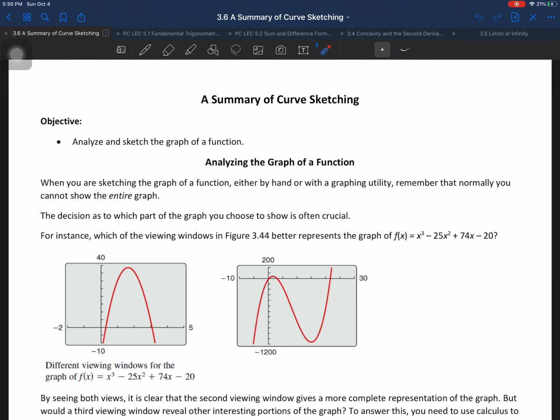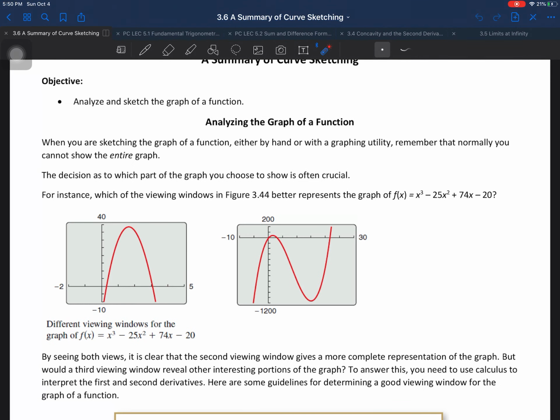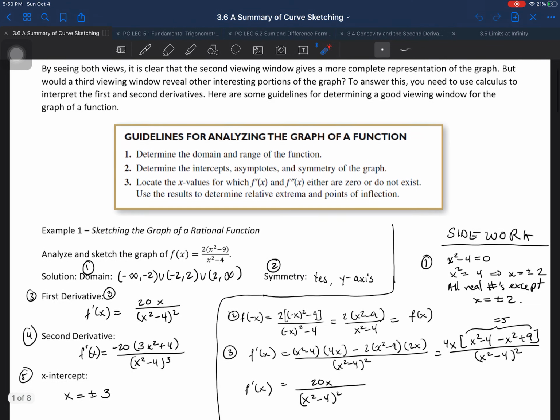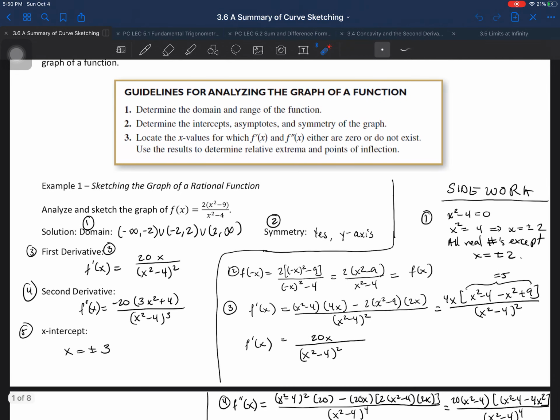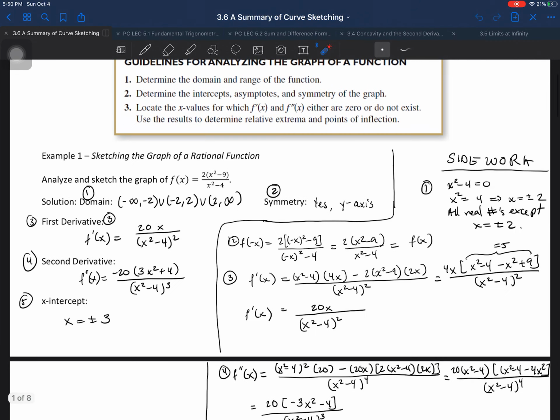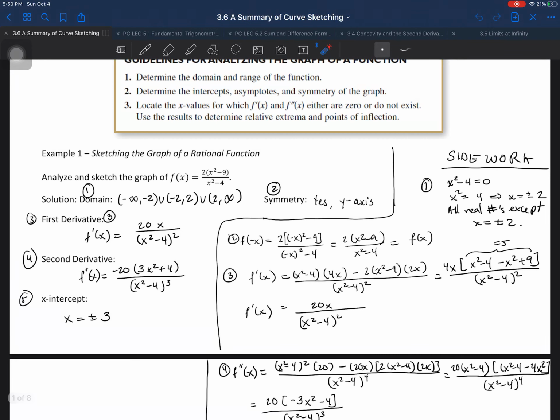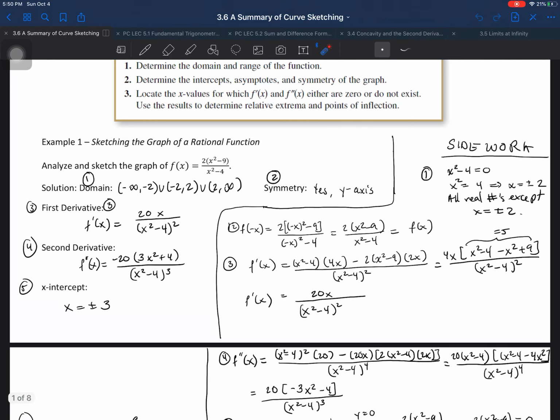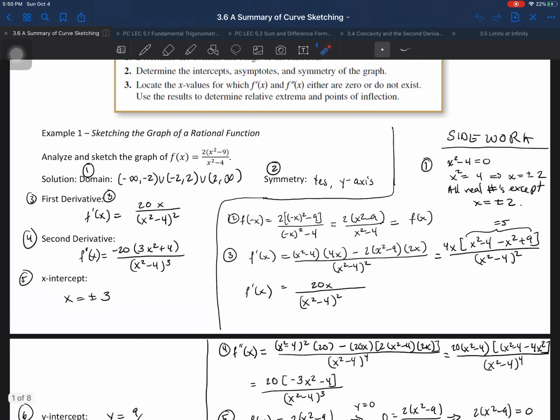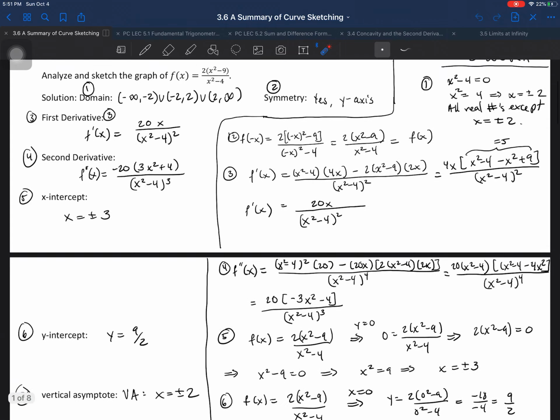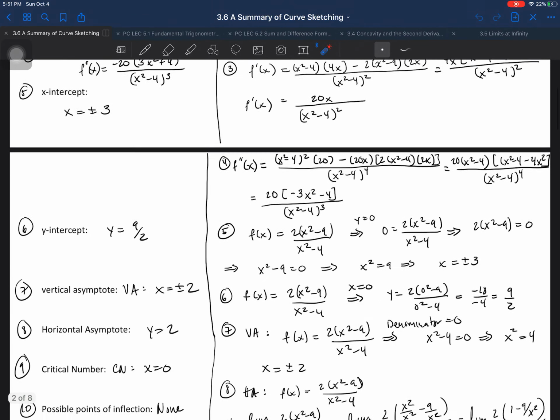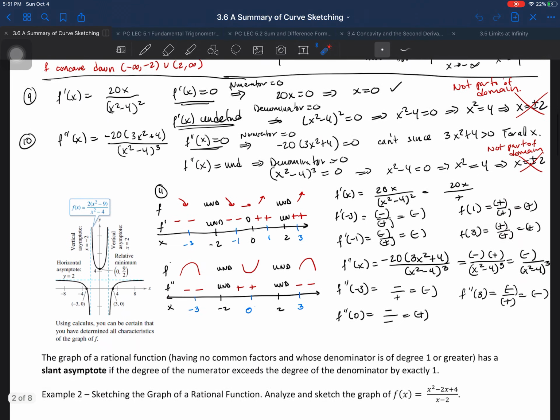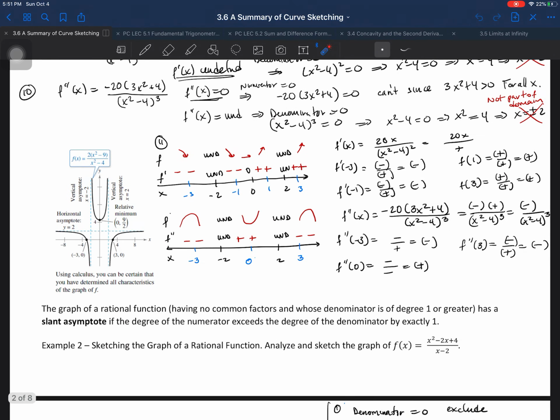So let's jump in. The goal is to analyze and sketch a graph of a function, and so we have already here some guidelines. Determine the domain and range of the function, the intercepts, the asymptotes, the symmetry of the graph, locate x values for f prime and f double prime where either are zeros or do not exist, and then use the results to determine relative extrema and points of inflection. So let me give you an overview of what we're going to be doing. We're going to be using all that information to tell us how the graph is behaving, so that we're able to sketch it.